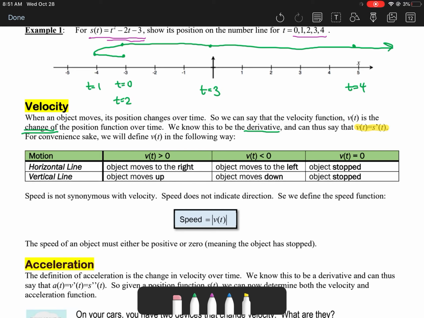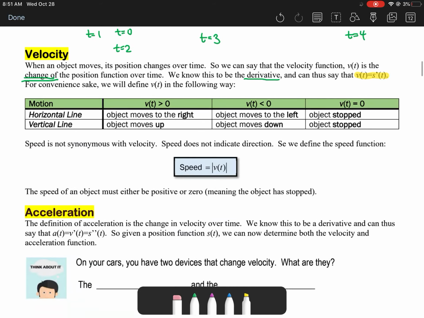Okay. So speed is not synonymous with velocity. Speed does not indicate direction. So we define speed as the absolute value of velocity. So the speed of an object must either be positive or 0. And think about it. If you're driving your car, when you're looking at your speedometer, it starts at 0 and goes up. There's no negative numbers there.